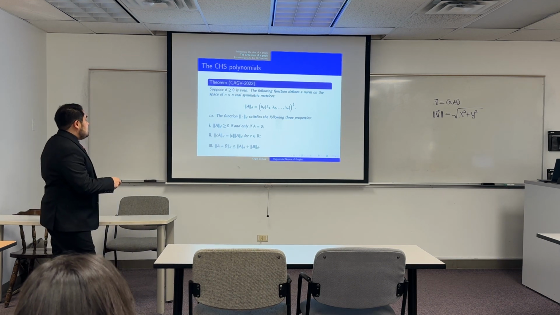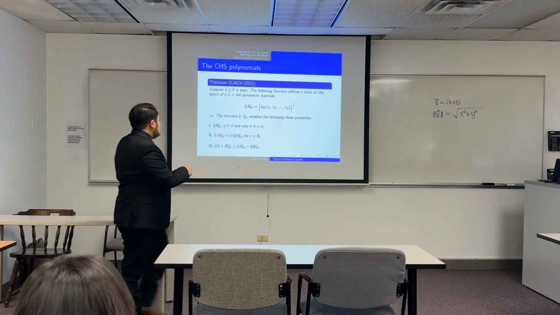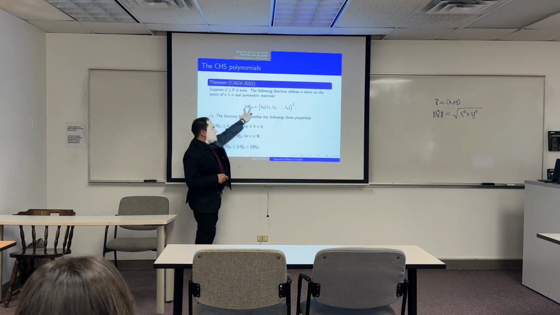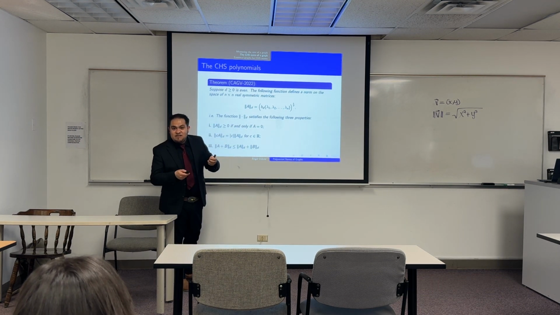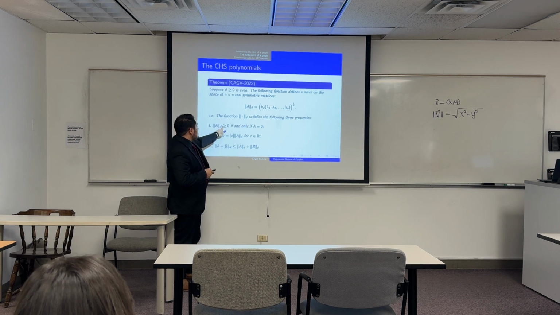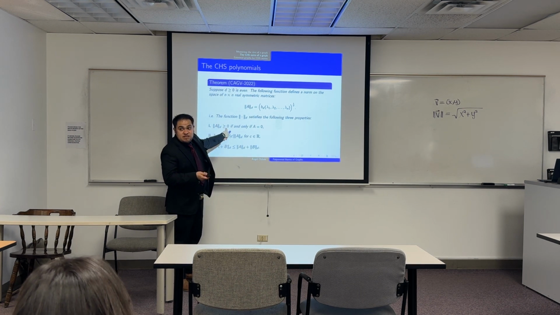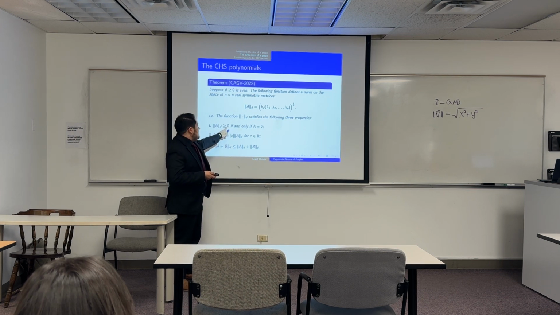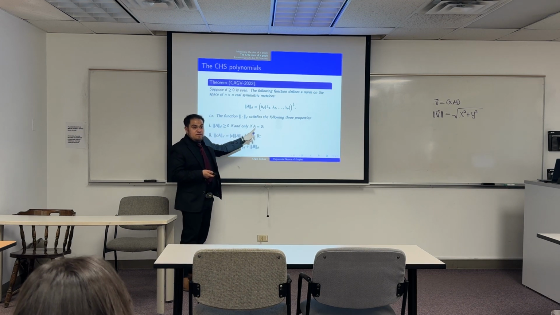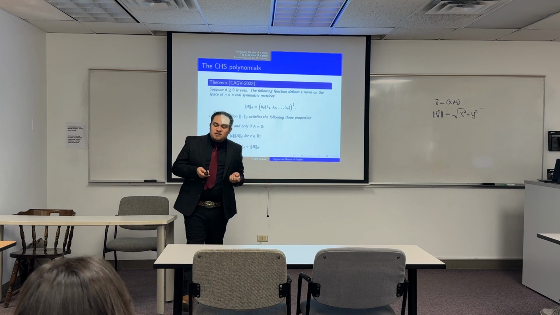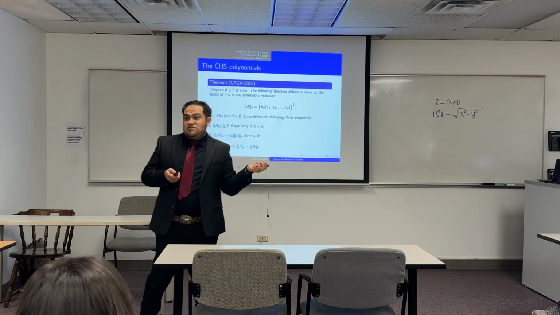What does this mean? The first property. When you see this notation, just think about it as length, or a size. This is saying the size of a matrix is always non-negative. That makes sense, as it should. And it's 0 if and only if A is 0. So the size of a matrix is non-zero, and it's 0 if and only if the matrix is actually the 0 matrix.